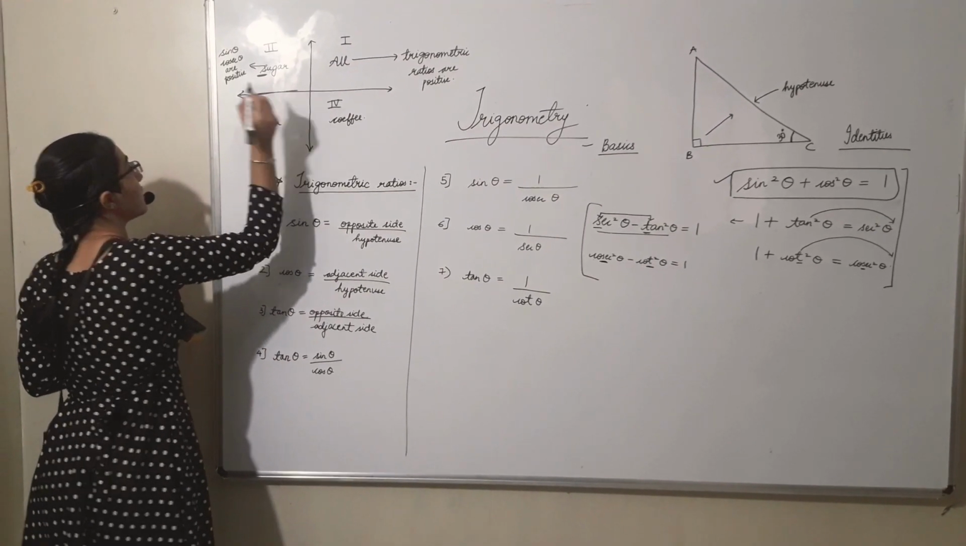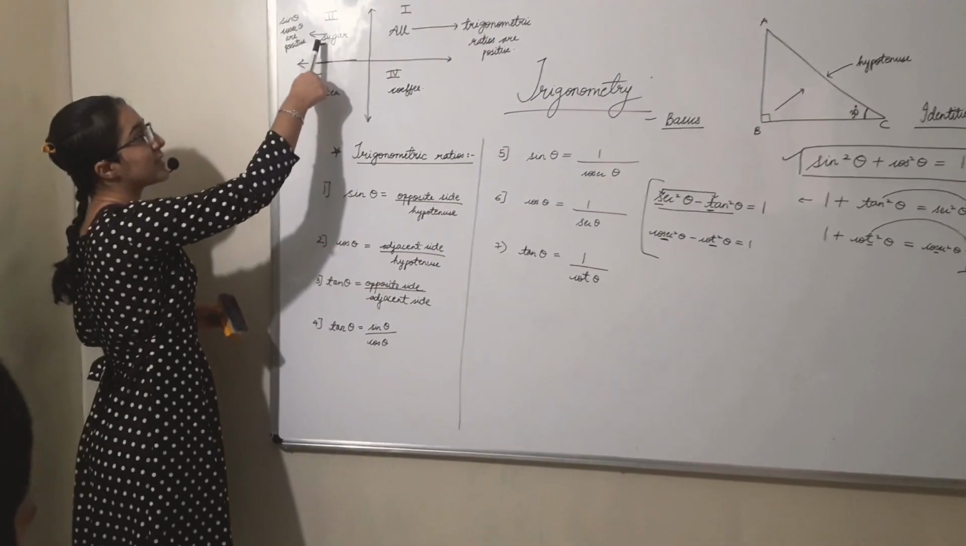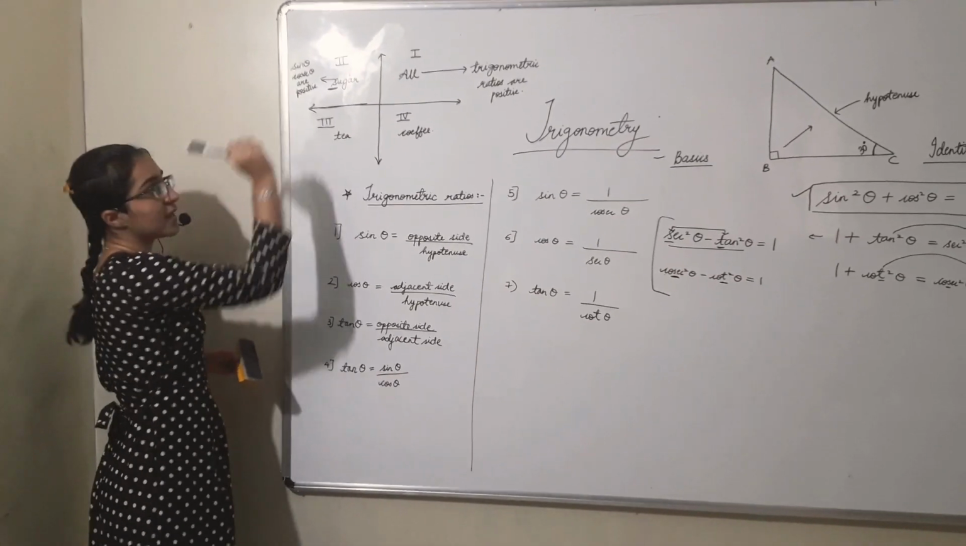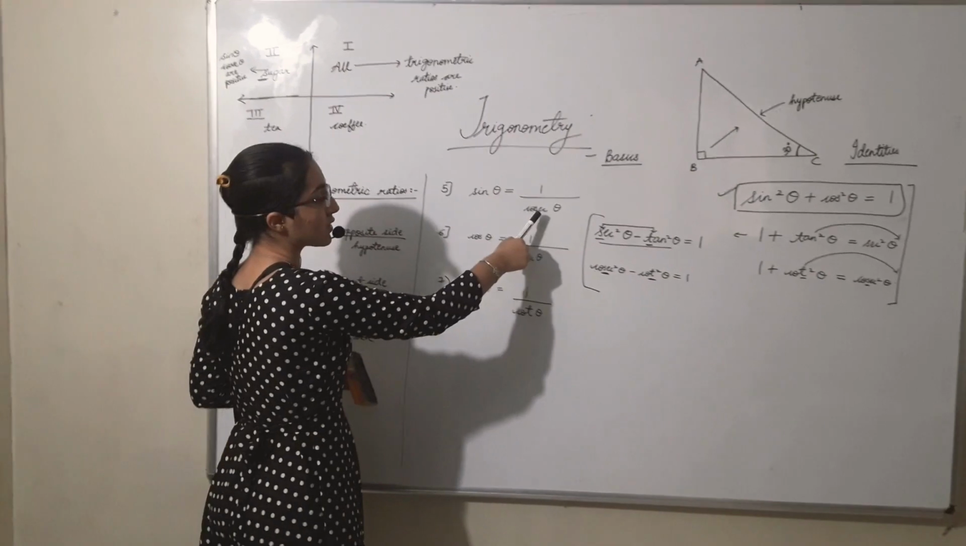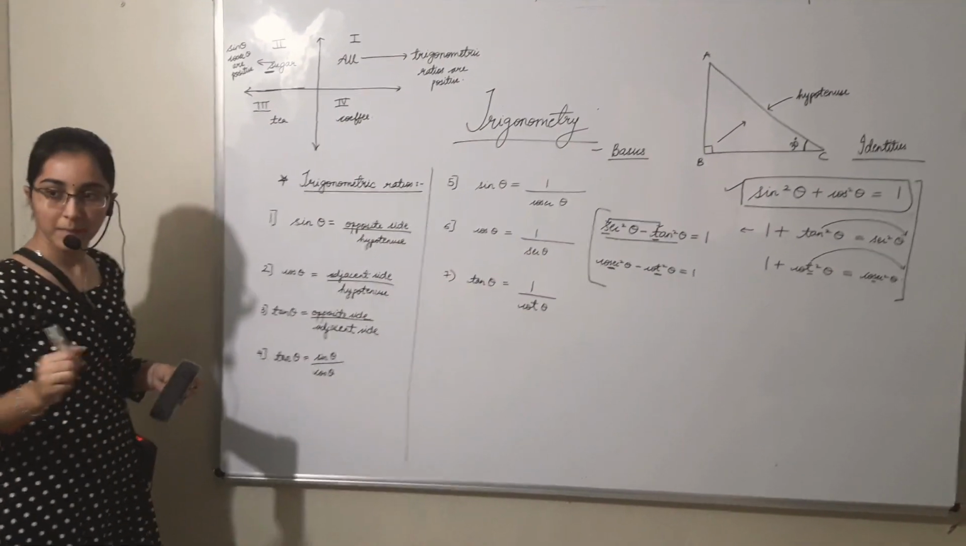Yes or no? Is this clear? In the second quadrant, I have written sugar. Sugar means S, which means sine theta. Sine's relative is cosec theta. So sine theta and cosec theta are positive.